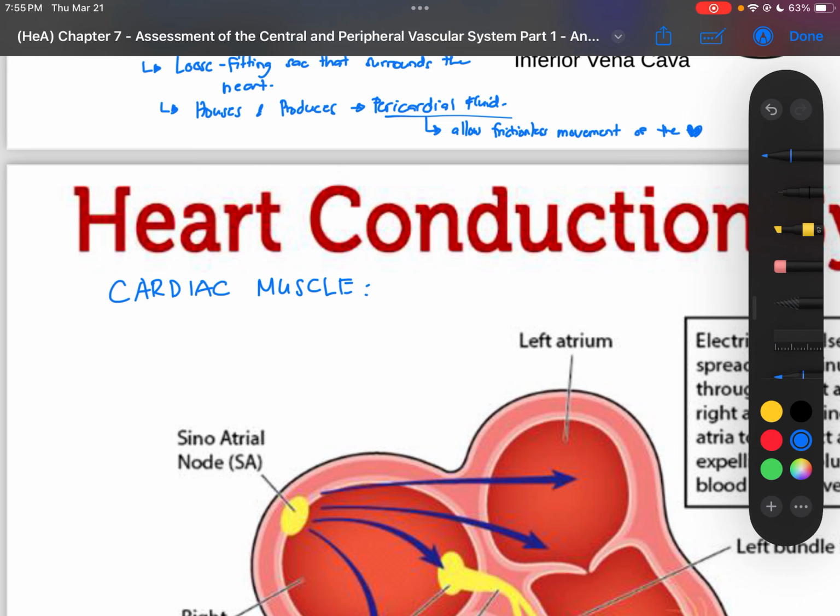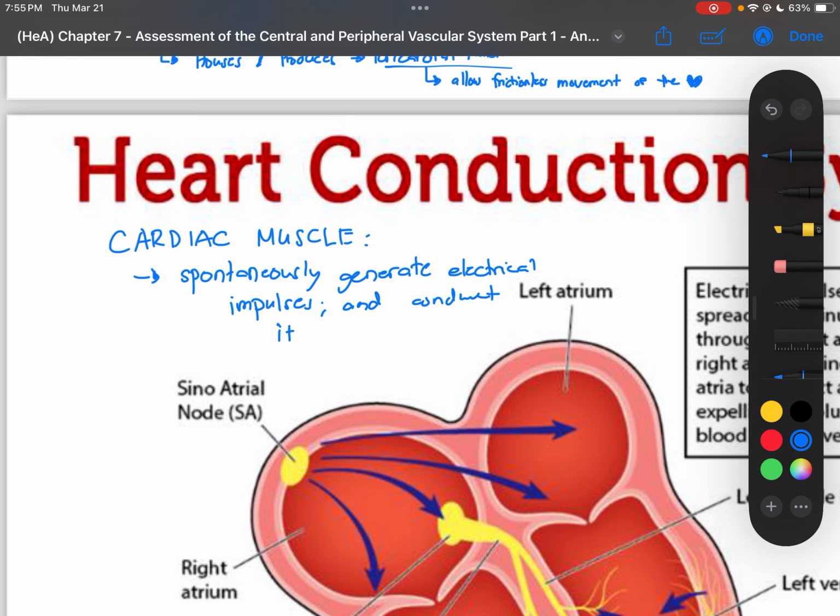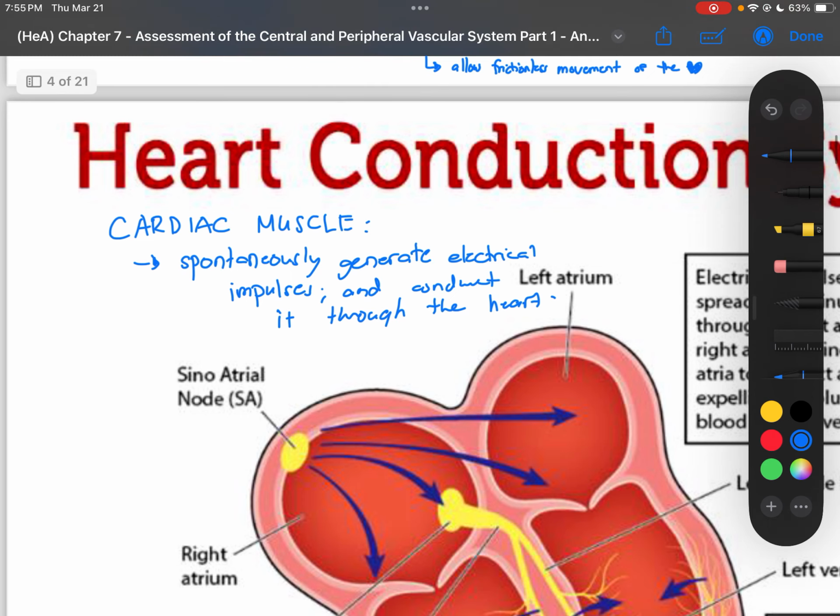Okay, the cardiac muscle is special mainly because it has the ability, number one, to spontaneously generate electrical impulses and conduct them through the heart.